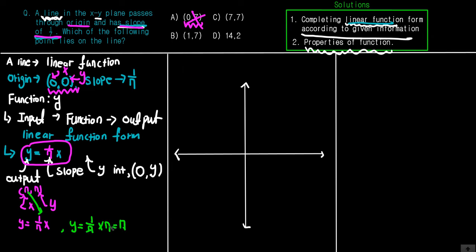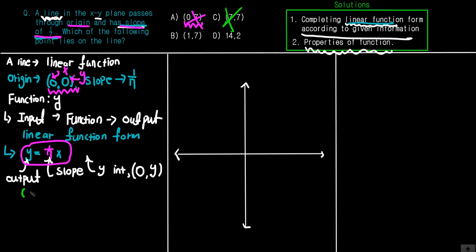But the 7 and the 7 cancel out as 1, and we get 1 is equal to 7, which is clearly not our answer. So we can also cancel out C from our answers. Now let's think about it in terms of D.